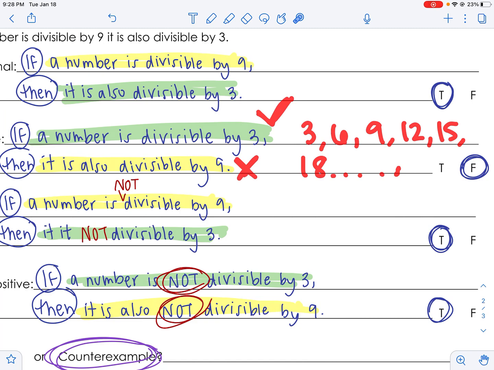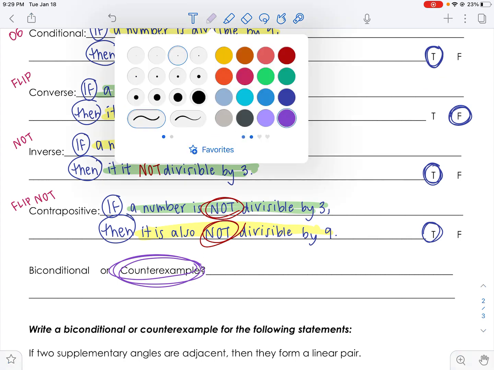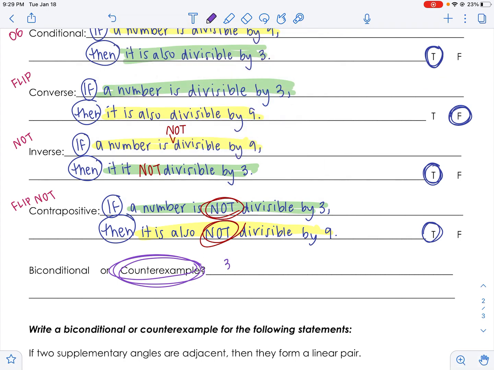Why did we say that it was false? What numbers were divisible by 3, but not by 9? So that's why we said false. Well, 3 would work, 6 would work, 12 would work, 15 would work. All of those would work as counterexamples. The numbers that are divisible by 3 and not by 9. And there's a lot. So 3, 6, 12, 15.